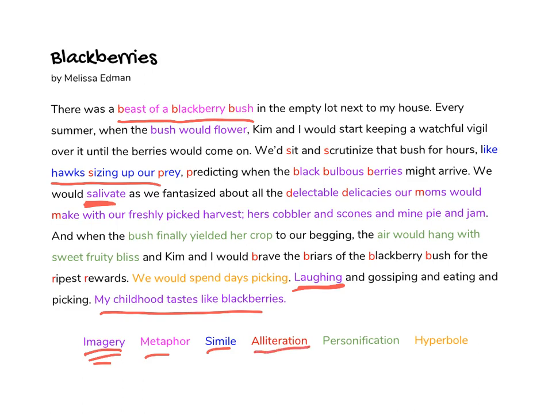Alliteration I use a lot, all the way through. Beast of a blackberry bush, black bulbous berries, brave the briars of the blackberry bush. That B is an easy one to use because blackberry bush has 3 B's right there. But I also add in delectable delicacies moms would make, sit and scrutinize, prey predicting. So it's easy to throw in alliteration. Sometimes you do it without even thinking, but if you put a little bit of effort into it, you can really use alliteration well.